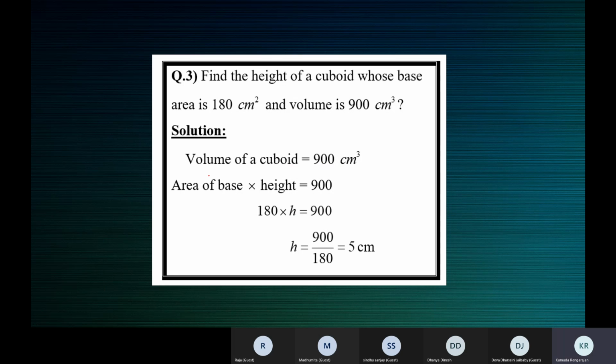Volume is L into B into H. L into B into H is equal to 900. But we know that L into B is area of base, so area of base into height is equal to 900. Please work this.